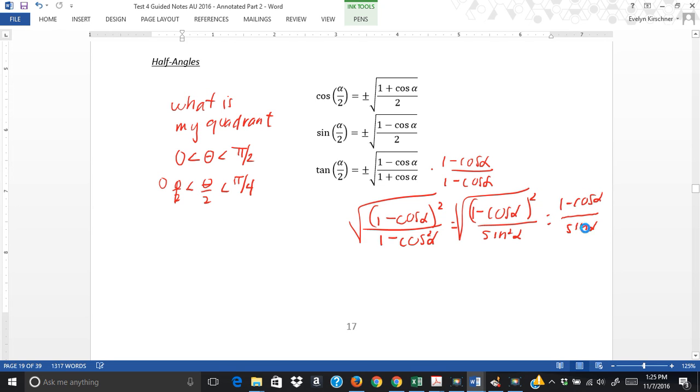sine alpha. And similarly, if I multiply the top and bottom by 1 plus cosine alpha, I get it also would equal sine alpha over 1 plus cosine alpha. So there's 3 ways that we can write it: this way, and then the way that we gave you with the radical.